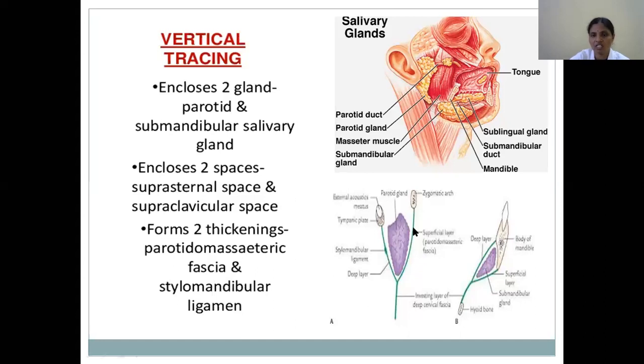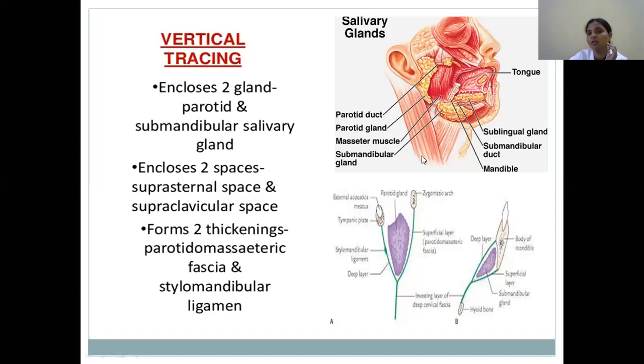The superficial layer covers the inferior surface of the submandibular gland and gets attached to the lower border of the mandible. Then the other layer, the deep layer, covers the medial surface of the gland and extends further upwards to the mylohyoid line. On the inner surface of the mandible, you can see a line which is known as the mylohyoid line. So this deep layer extends onto the mylohyoid line. So here it is enclosing or investing this gland.